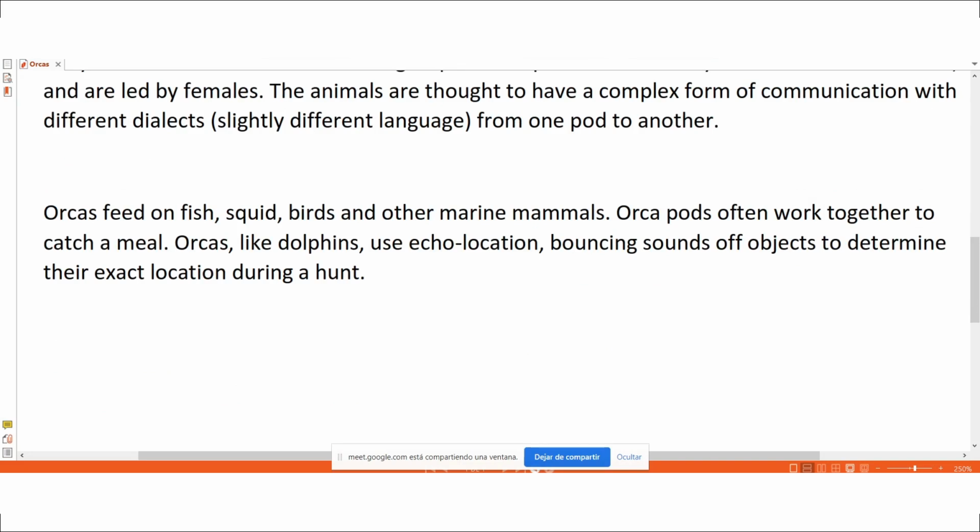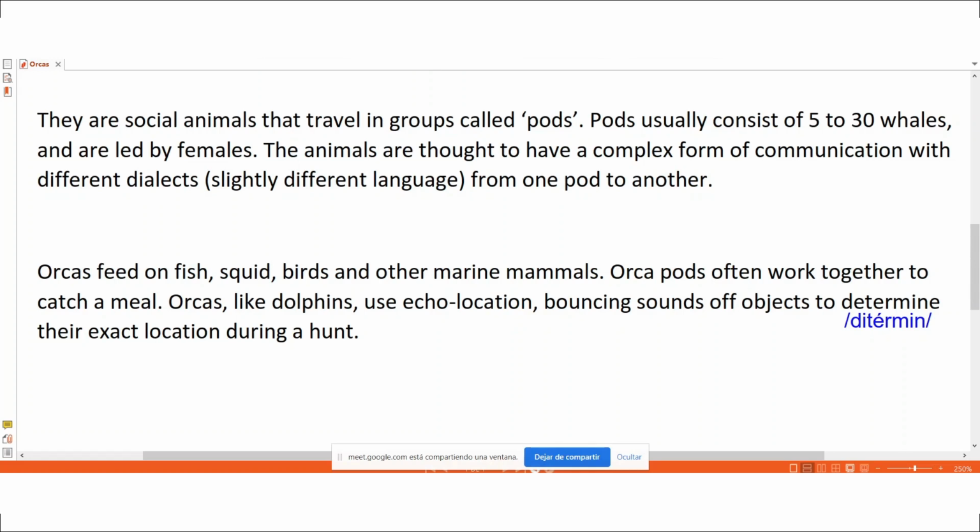Orcas feed on fish, squid, birds, and other marine mammals. Orca pods often work together to catch a meal. Orcas, like dolphins, use echolocation, bouncing sounds off objects to determine their exact location during a hunt.